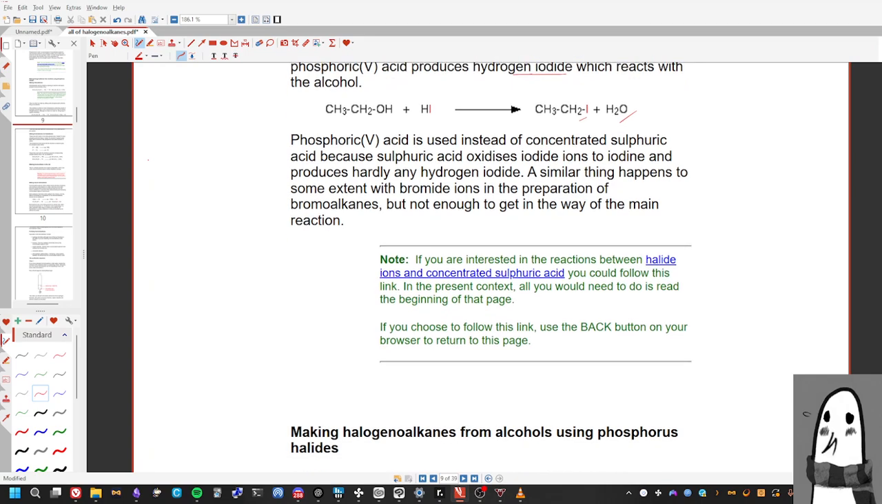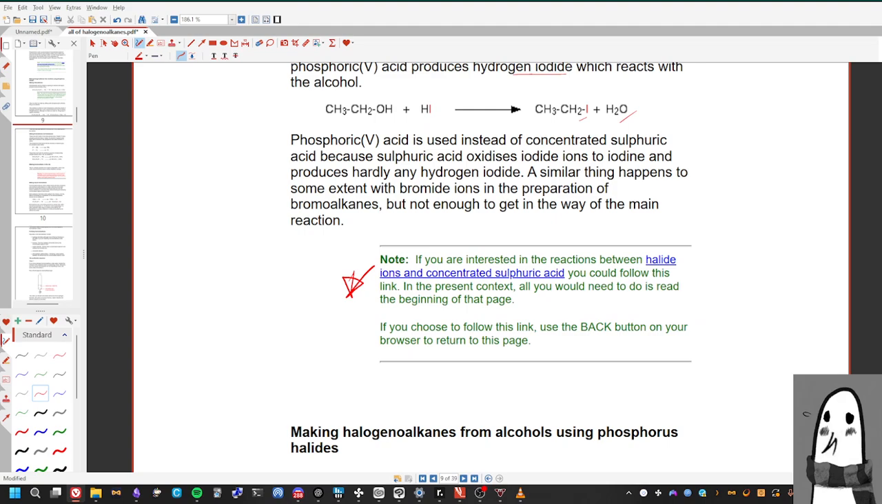If you're interested in the reaction between halide ions and concentrated sulfuric acid, you can follow this link. This is cool stuff. In the present context, all you would need to do is read the beginning of that page. Do we do it, chat? I'll just read it to you guys.